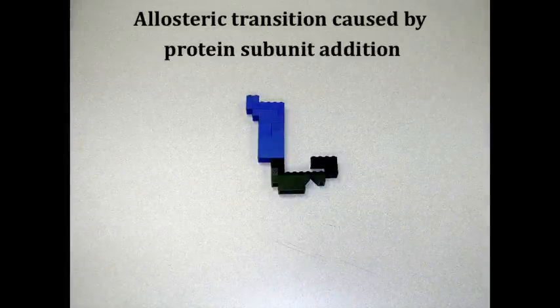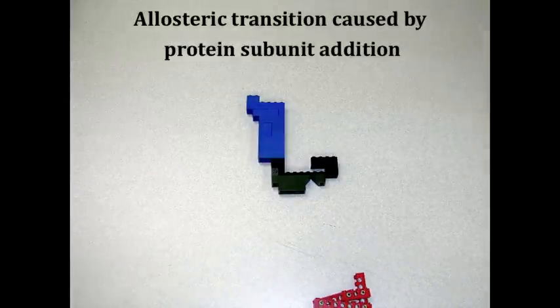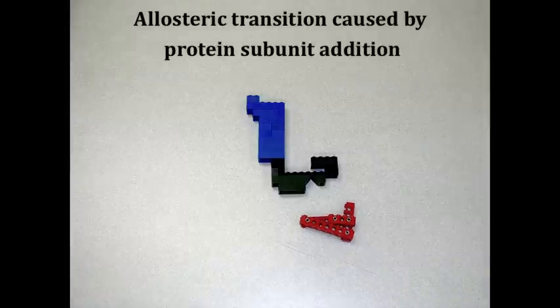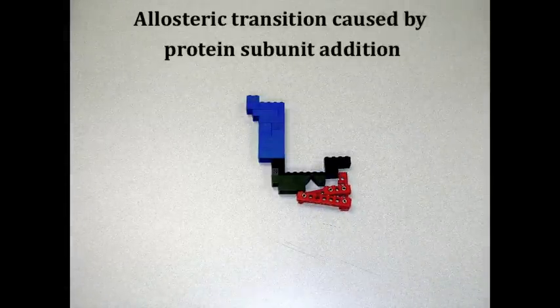The third way is allosteric transition caused by protein subunit addition. And so this time you'll have a protein appearing at the bottom of the screen that will come and bind with the E3 portion of the E2, E3 complex, and it'll cause a conformational shift.